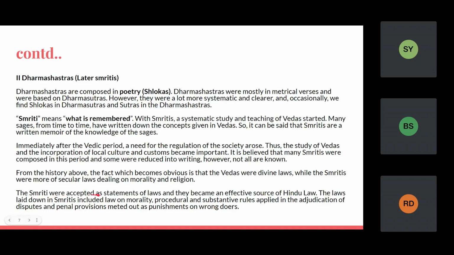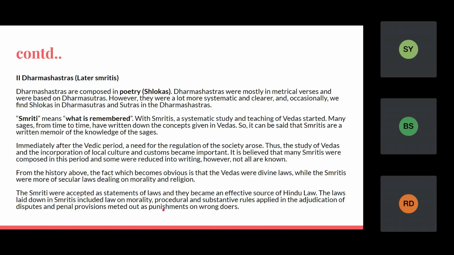So the Smriti were accepted as statements of laws and they became an effective source of Hindu law. The laws laid down in Smritis include law on morality, procedural, and substantive rules. Procedural in the sense of what procedure is to be followed. Substantive rules means what are the rights and duties involved. These were applied in the adjudication of disputes, and included penal provisions.